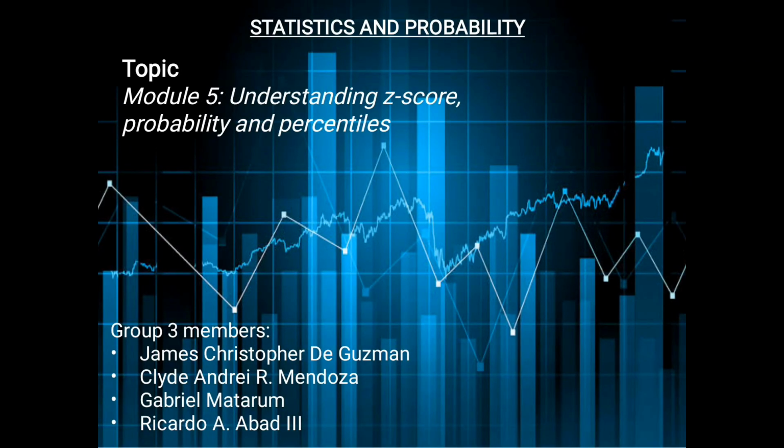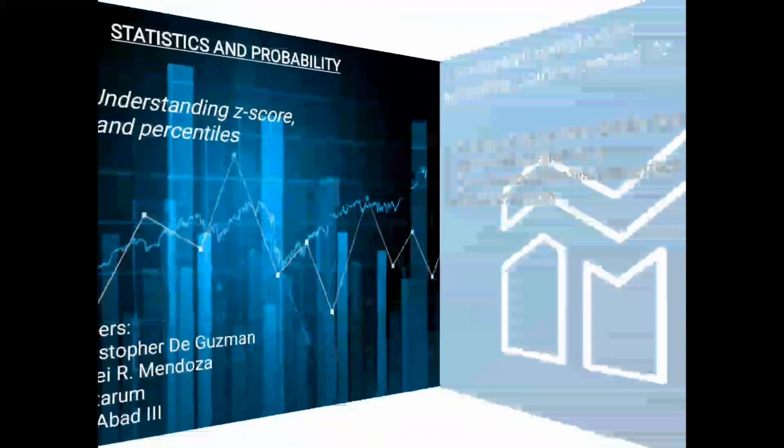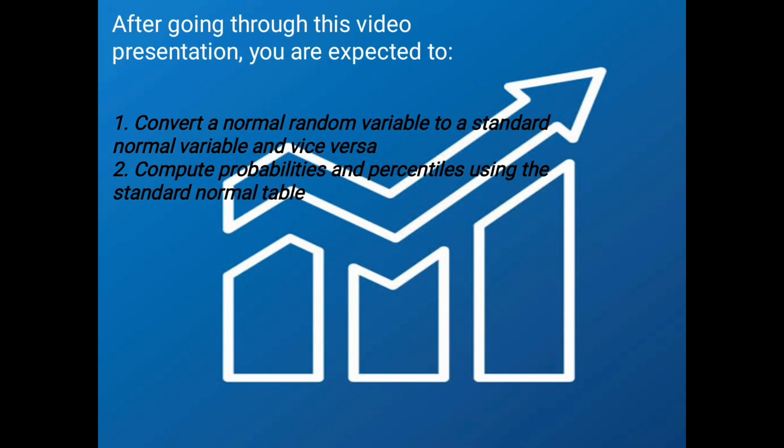We are here to present a video about Module 5, which is Understanding Z-Score, Probability, and Percentiles. After going through this video presentation, you are expected to convert a normal random variable to a standard normal variable and vice versa. Compute probabilities and percentiles using the standard normal table.